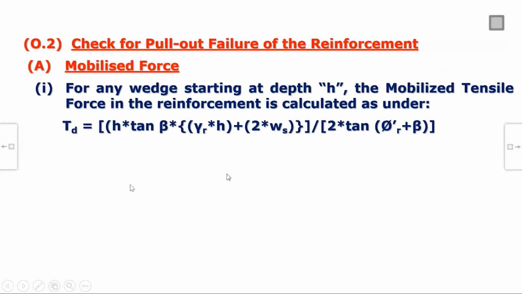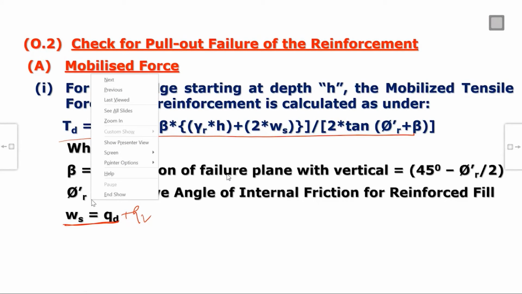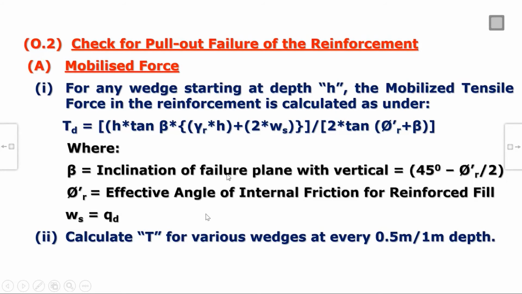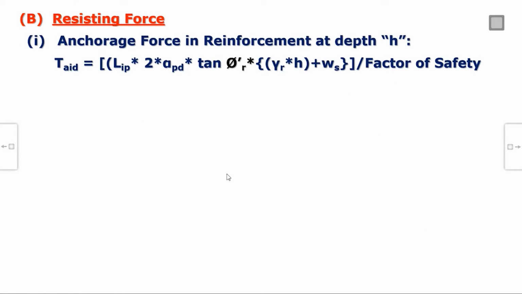Same for pull-out failure. First you calculate the mobilized force for any wedge. This is in dynamic condition. Same formula as was in static condition. Only thing is here the WS value you will only take QD, whereas in the previous one it was QL plus QD. For one combination, another only QD. So you will calculate the force. Same way as previous, calculate the tension, the value of T, the mobilized force for every wedge, and then the resisting force also, TA. Now this is TAID.